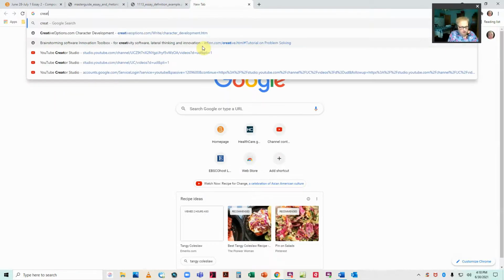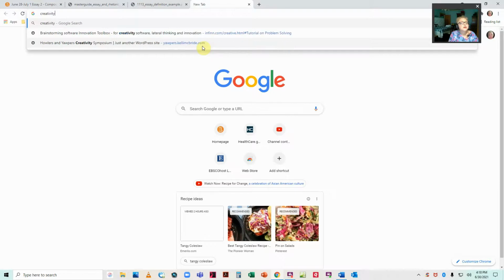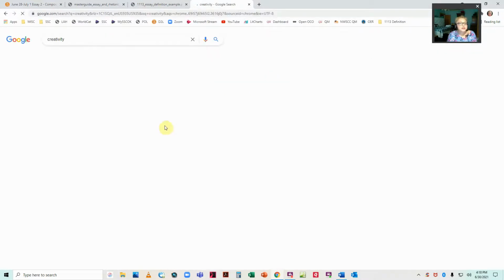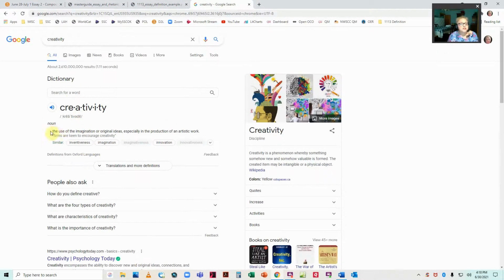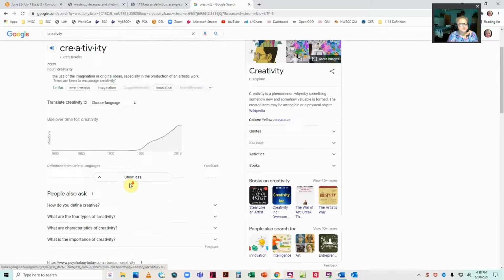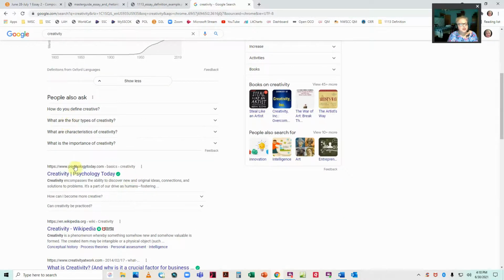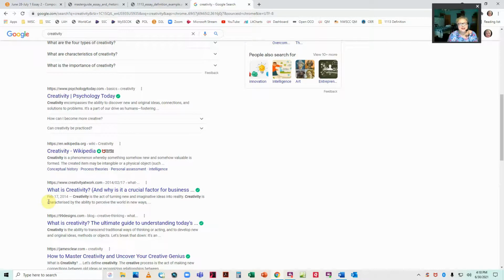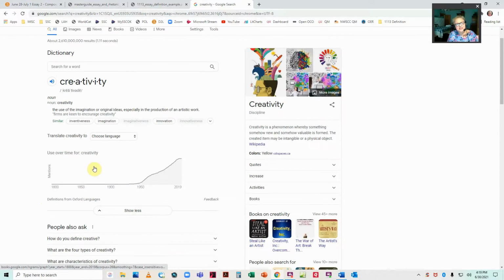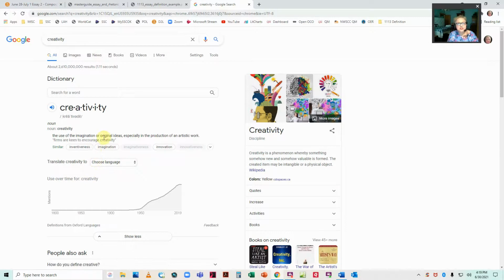If we actually look up what creativity means, in the dictionary we get: the use of imagination or original ideas, especially in the production of an artistic work, right? We might look for some more ideas. I know Webster says the act of being creative, so it's not a helpful definition, right? That's why I say you can't use Webster's or any kind of dictionary, because that's so generic. And if you use that as your definition, well, what has that got to do with restaurant management, right?